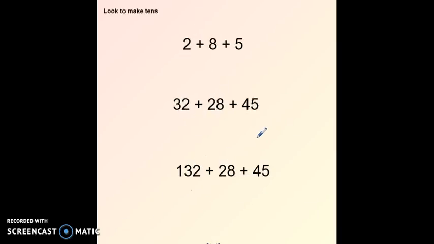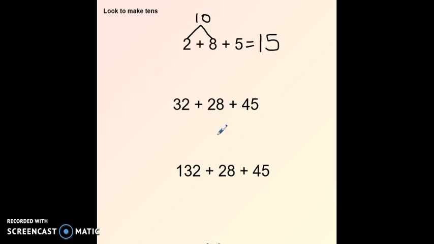Let's take a look at another set of numbers. Remember, when we have 3 or more addends, we need to look to make tens. So we need to start by looking at the ones. Well, our first problem only has ones. We have a 2, an 8, and a 5. I can make a group of 10. I can put my 2 together with my 8 to make 10. 2 plus 8 is 10. Now I'm going to take my 10 and add it to remaining 5. 10 plus 5 will give me 15.